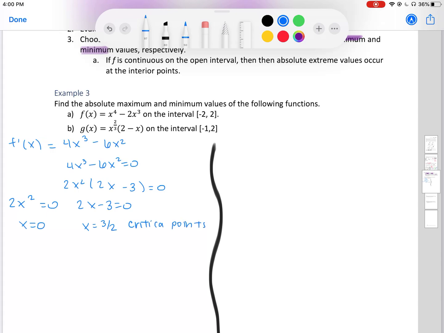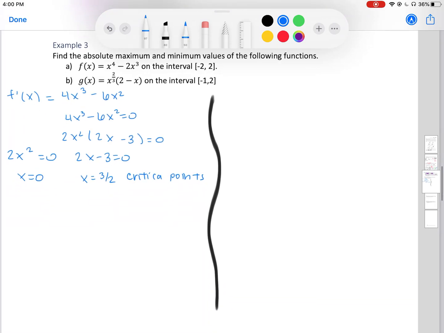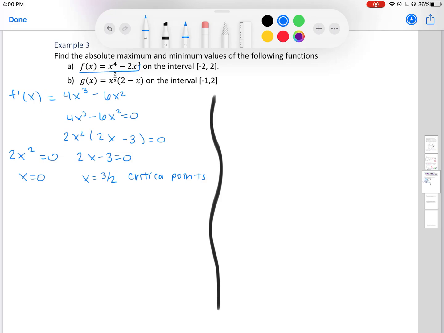These are points that could potentially lead to a maximum or minimum. We're not too sure. We need to figure them out. So we need to evaluate our function f, x to the 4th power minus 2x cubed, at those points. So I need to find f of 0. I need to find f of 3 over 2.